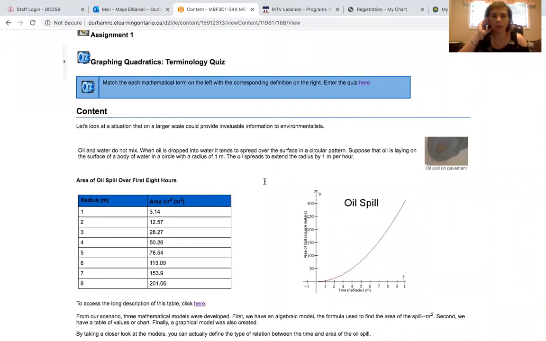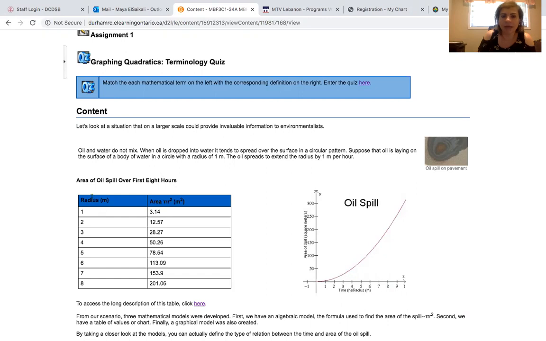Oil and water do not mix. When oil is dropped into water, it tends to spread over the surface area in a circular pattern. Suppose that oil is laying on the surface of a body of water in a circle with a radius of 1 meter. The oil spreads to extend the radius by 1 meter per hour. So what do we have here? We have the area of the spill over the first 8 hours.